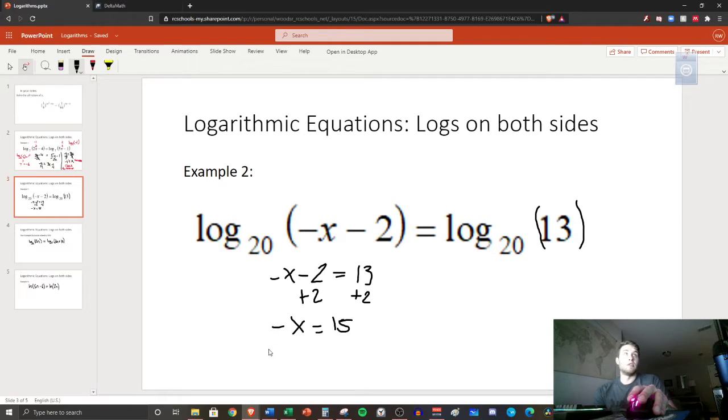Then we're going to either, you choose, divide by -1 or multiply by -1. I always like dividing by -1 when I see a negative because it's multiplication, so that goes away. We get x equals -15.